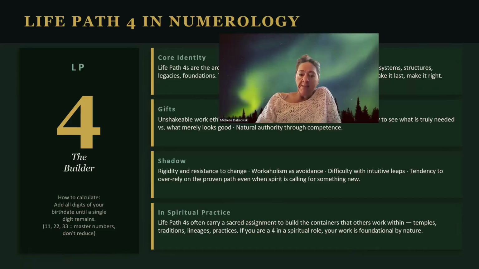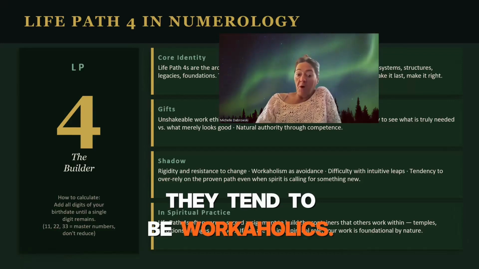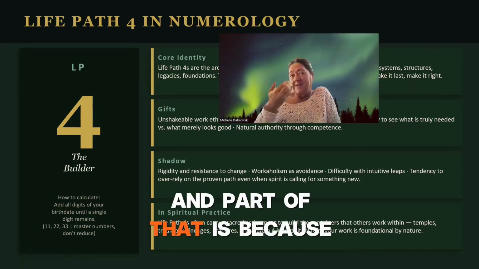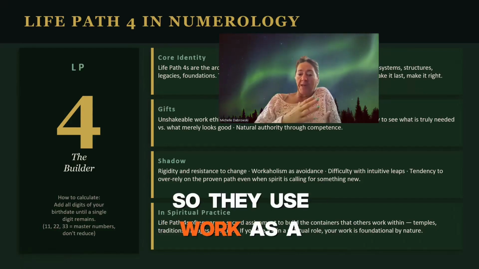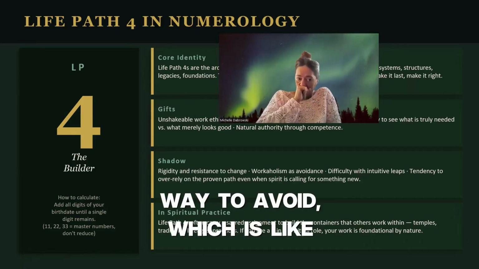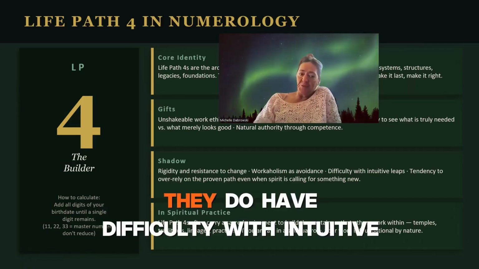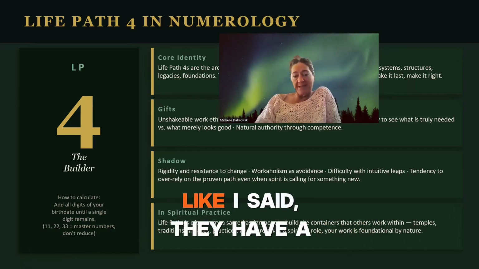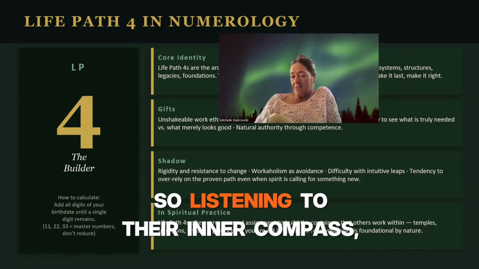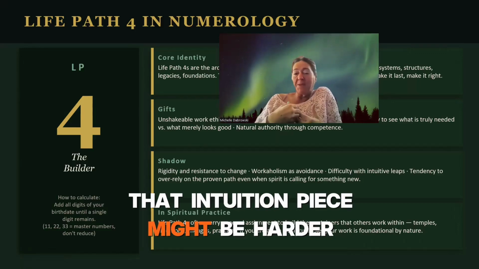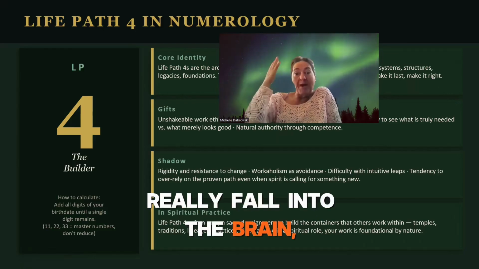They tend to be rigid. They don't like change. They're very resistant to change. They tend to be workaholics, and part of that is because they're kind of avoidant sometimes. So they use work as a way to avoid, which is like a weird coping strategy. They do have difficulty with intuitive leaps. Like I said, they have a lot of swords energy. They're very brainy, very logical. So listening to their inner compass, that intuition piece might be harder for a life path number four, because they really fall into the brain, right?